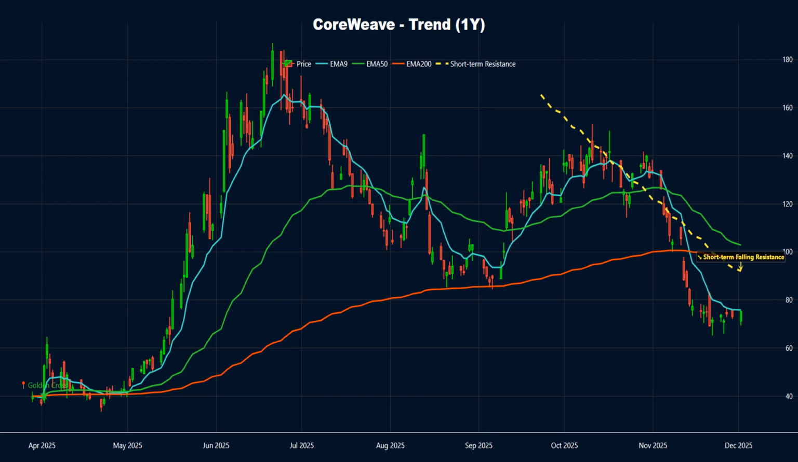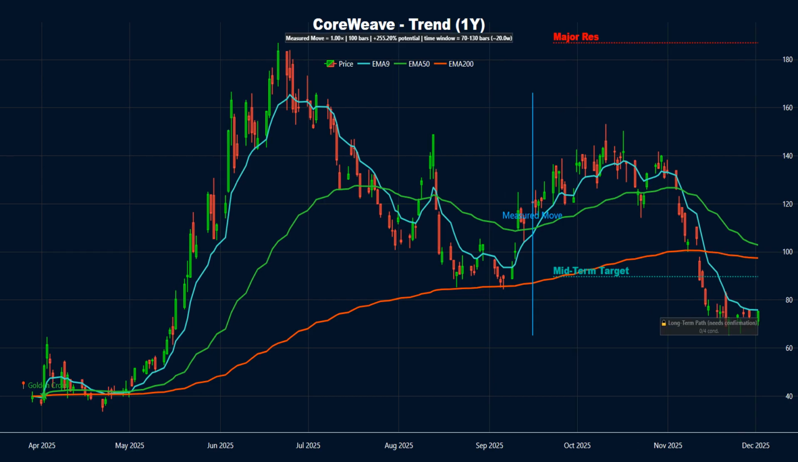A falling short-term regression channel is capping price near 99.28. As long as price stays below this short-term resistance, downside pressure dominates. A decisive daily close above this line would be the first warning that the short-term downtrend is starting to lose control. Mid-term resistance is clustered near $89.72.